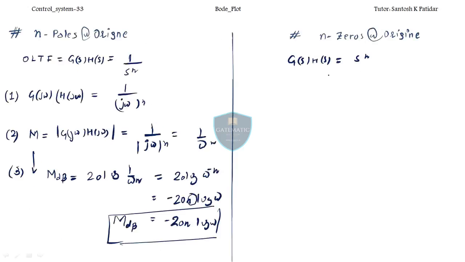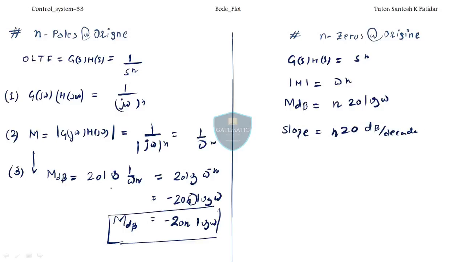Over here, for the zero, I'm directly writing: the magnitude in this case will be omega to the power n. Magnitude in dB will be n into 20 log omega. Everything will be plus now. In the pole case everything was in minus, here it will be plus. So when you find the slope of this, it will be 20 n dB per decade.